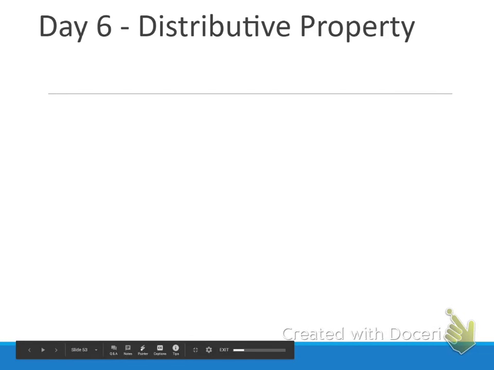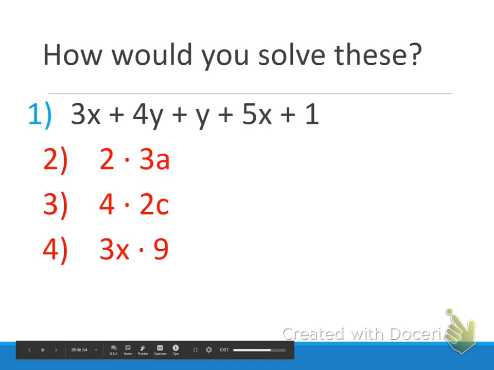Okay, so we started talking a little while back about the distributive property, when we were doing our order of operations stuff. So we did a little bit already with it, and today we're just going to take it a little bit further. I have a few things for us to talk about, but before we do anything else, I want to start with these.